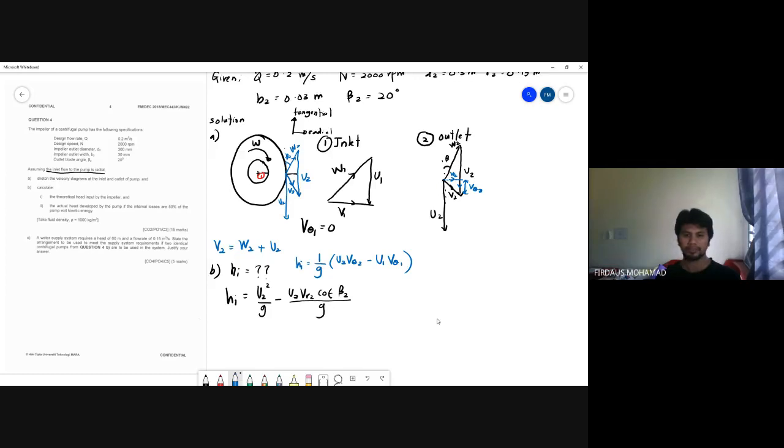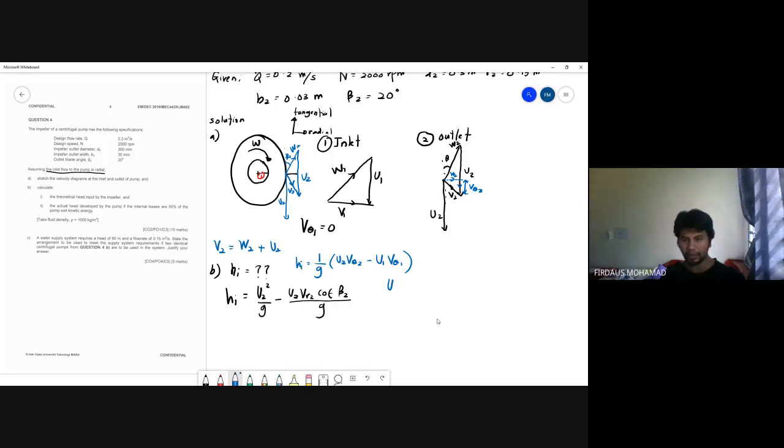So sekarang ni, let's say we want to use this equation, H I equal to U2 square over G minus U2 VR2 cot beta 2 over G. Okay, so now U can be determined based on the blade speed, and then VR2 can be determined based on design flow rate, and then beta 2 is given. Okay, so kita cari satu.